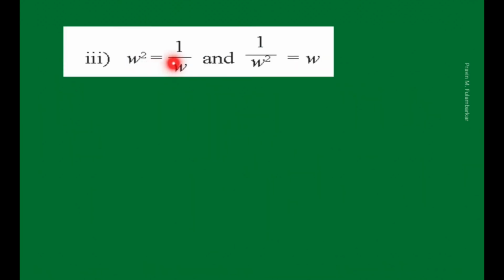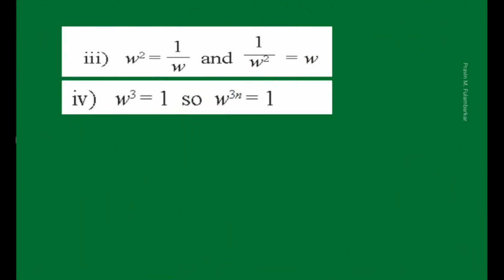Third property, omega square can be written as 1 upon omega. That means when we transfer this omega to the left hand side, we get omega into omega square, which equals 1. That means here we split omega cube as omega square into omega, and we write omega to the right hand side, so we write omega square equals 1 by omega, and when we interchange this we get 1 upon omega square equals omega. That means omega equals 1 upon omega square.